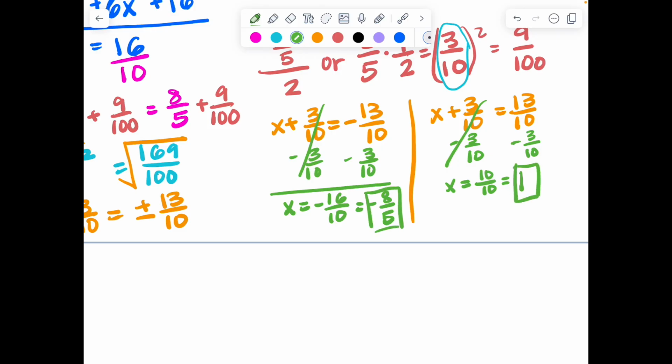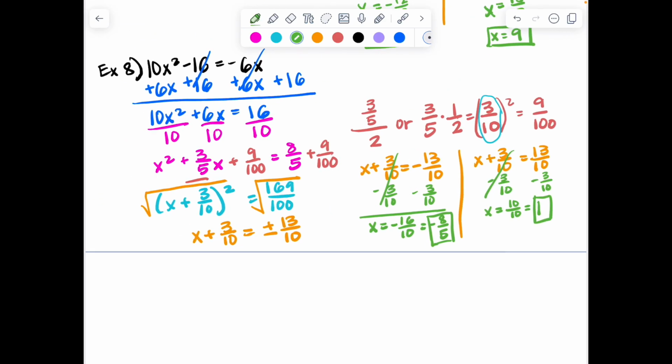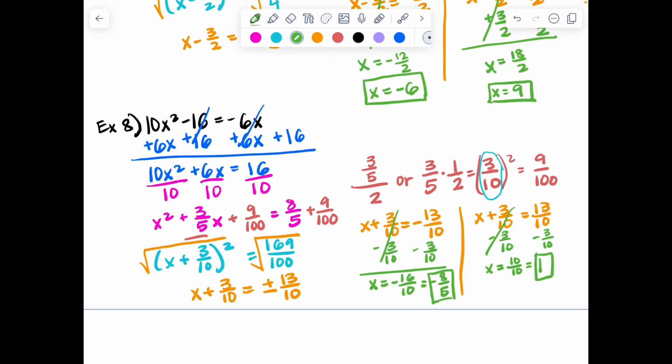So remember, final answers must be simplified, but when you're over in this portion of it, don't simplify this 169 over 100. I'm not sure if it even can be, probably not. But if you could simplify it, don't, especially because when you can recognize that they're perfect squares, they're going to square root well. All right, that's what you'll be doing in today's practice.